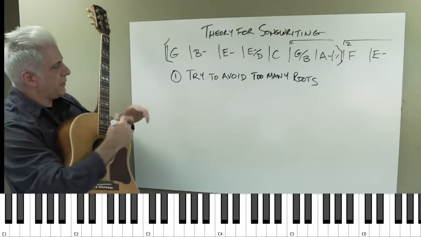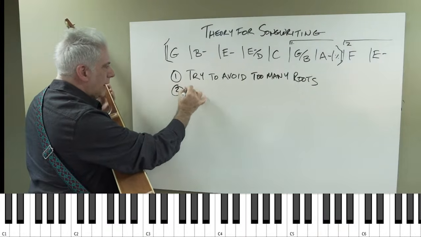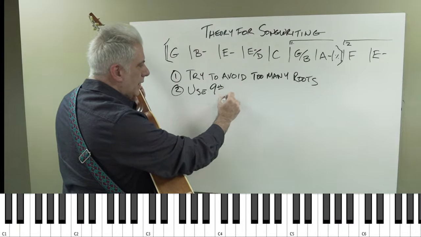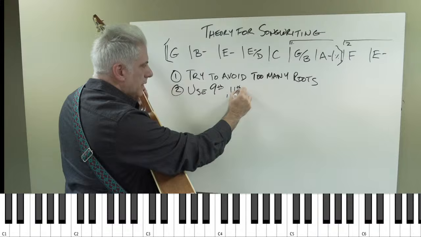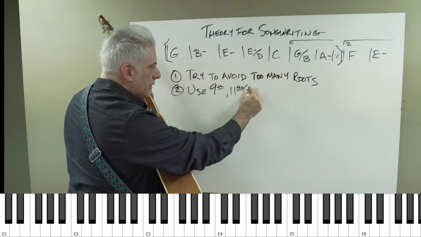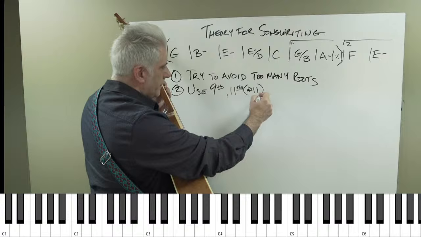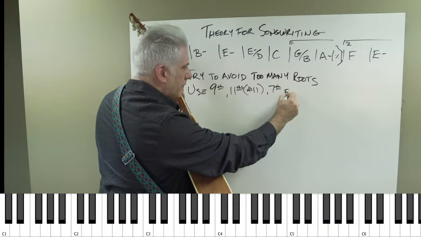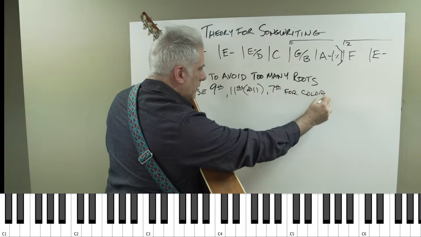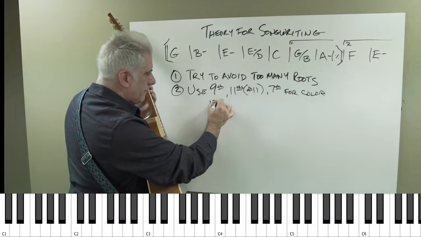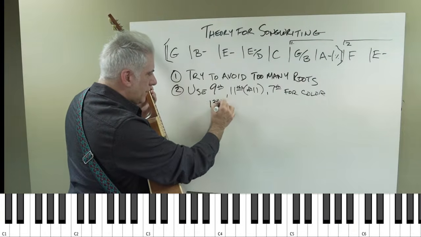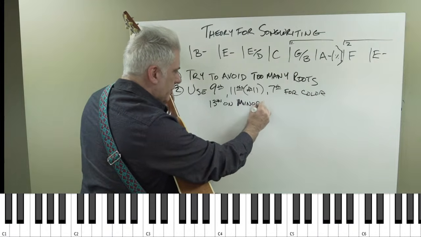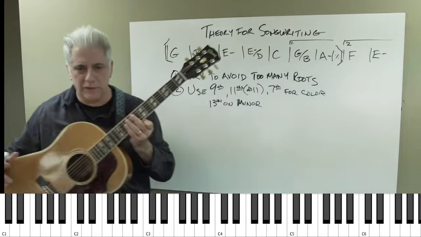So the second rule here is use upper extensions. I'll just say use ninths, 11ths. That includes sharp 11s. And sevenths for color. You can use 13ths on minor chords, but not on major. You want to avoid them on major chords. I'm going to talk about that. That's kind of another rule that we're going to talk about here.